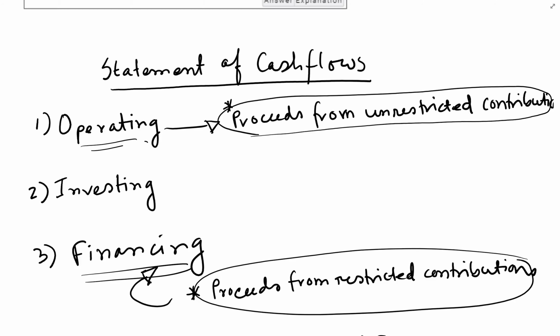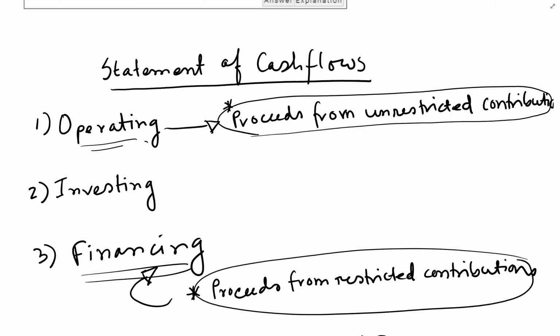Now we will discuss the statement of cash flows. The statement of cash flows is a required financial statement. Like for-profit organizations, all not-for-profit organizations must prepare this statement of cash flows. When they prepare it, they will classify all of their activities into three categories. We all know that the main objective of this statement is to show the cash availability and to show all of their cash receipts and cash payments.